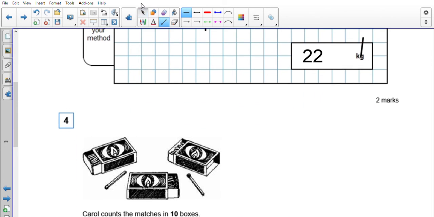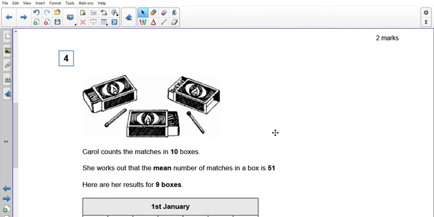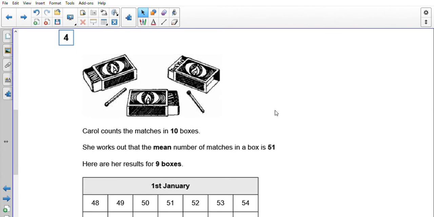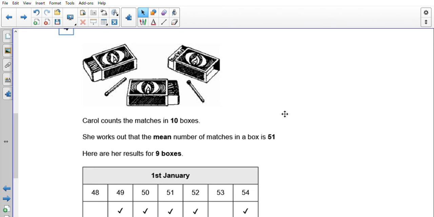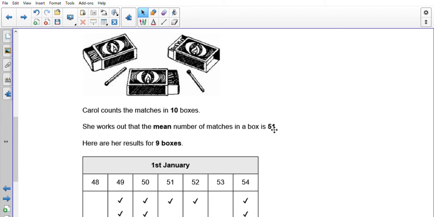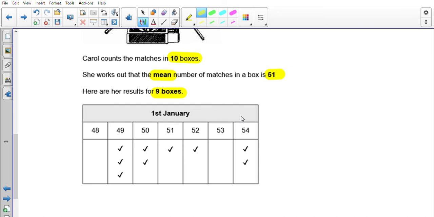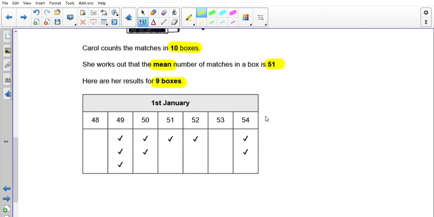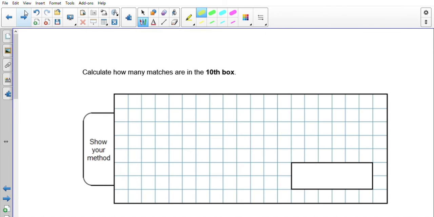Okay, question number 4 is about Carol counting matches in matchboxes. Carol has obviously found herself getting quite bored during isolation and has run out of other things to do. She works out that the mean number of matches in a box is 51. Okay, so let's look at the key information here. 10 boxes, the mean is 51. Okay, here are the results for 9 boxes. She's not filled in the 10th box. That's bad record keeping, Carol. Okay, so the question here is asking us how many matches are in the 10th box.